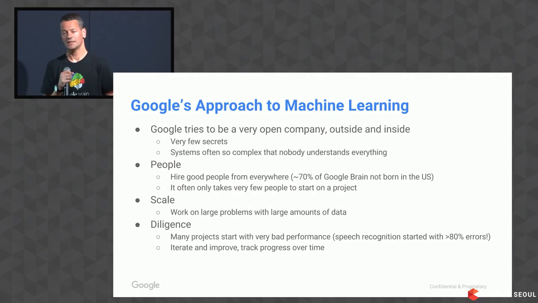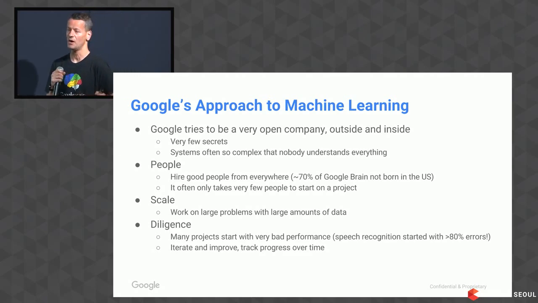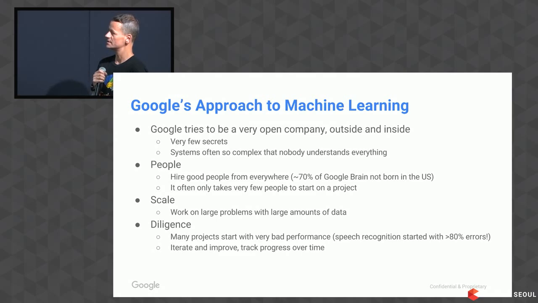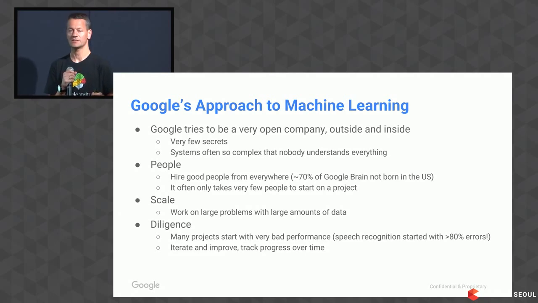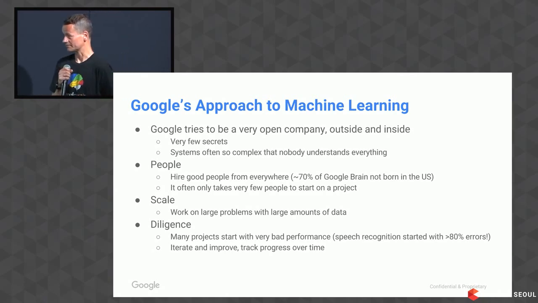People often ask us, what is Google's approach to machine learning? Why does it work so well? I don't know whether it works that well. It somehow works, and there are lots of problems that you don't see. But one thing that is a little bit special is we try to be a very open company, outside and inside. There are really very few secrets. Most of the things are not secret, it's just complicated. The systems are often so complex that nobody understands everything. In our group, we have 130 people or so, and I can guarantee you nobody understands everything.